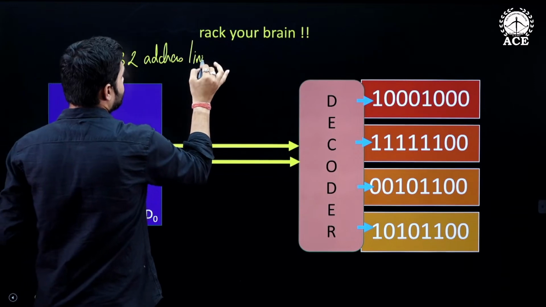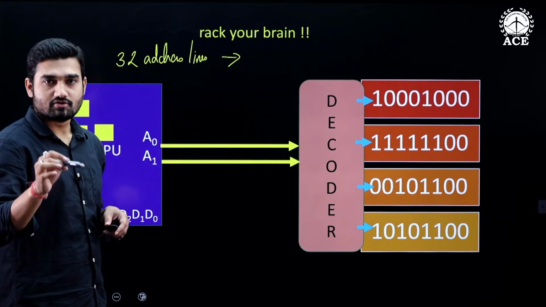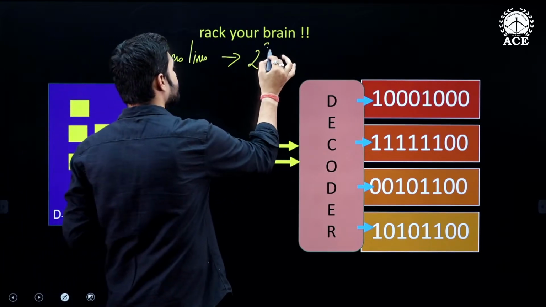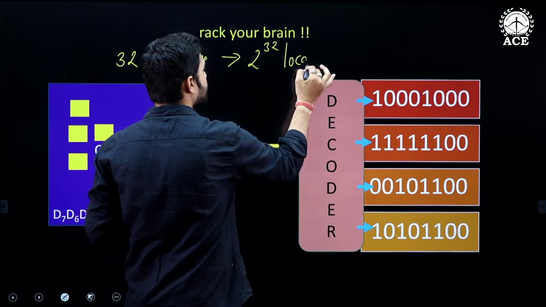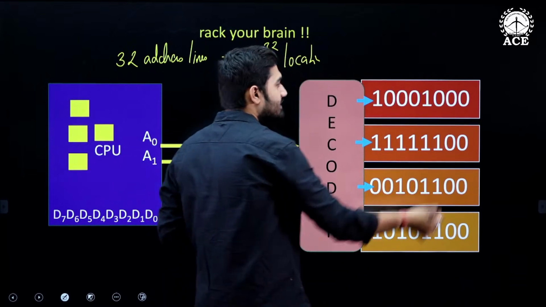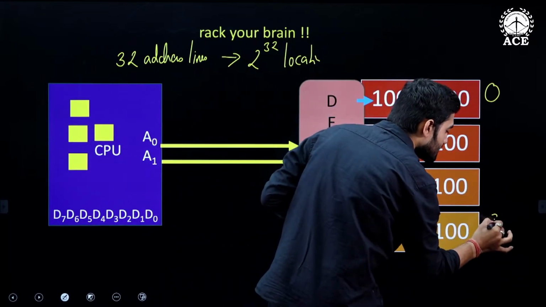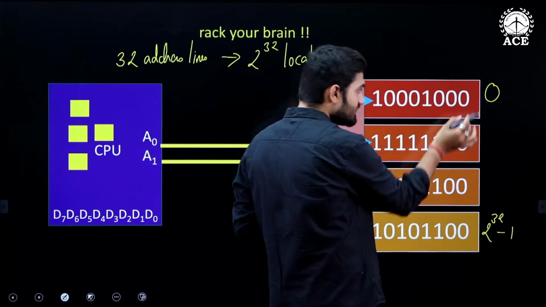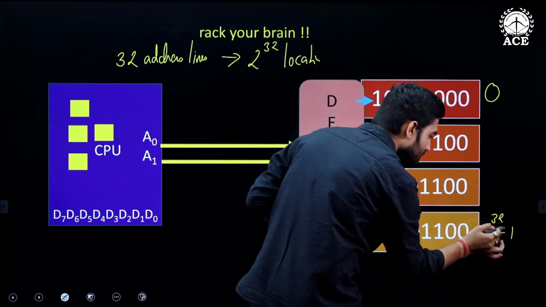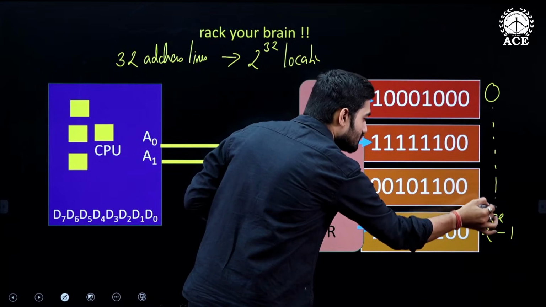Tell me, how many locations is your CPU going to access? 2 power 32 locations. Let us assume these are 2 power 32 locations. Let us say this is the 0th location. The last one is the 2 power 32 minus 1 location, because we started from 0, that's why I have written minus 1. This is 0th, up to 2 power 32 minus 1. That means they are all 2 power 32 locations.